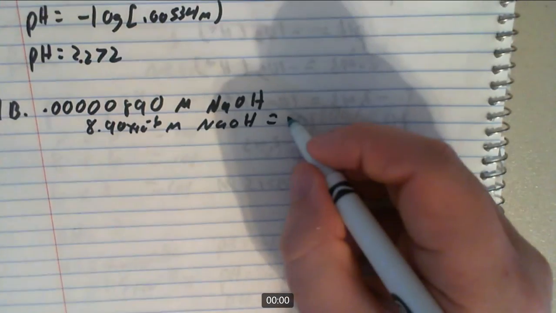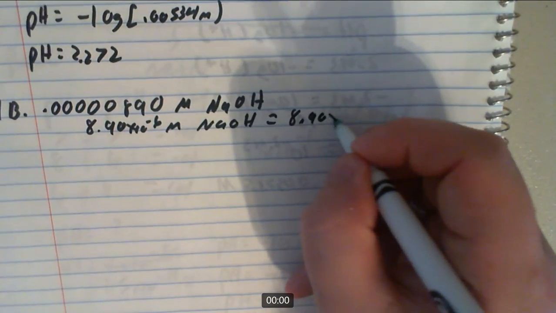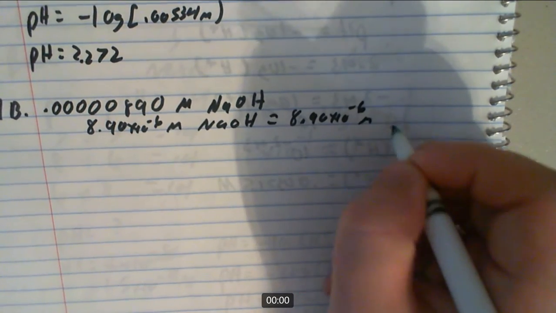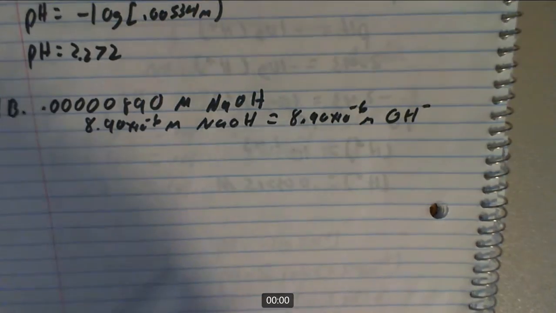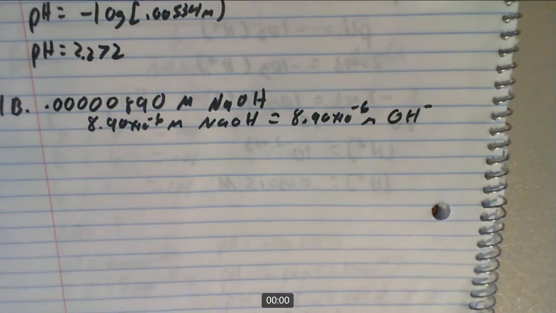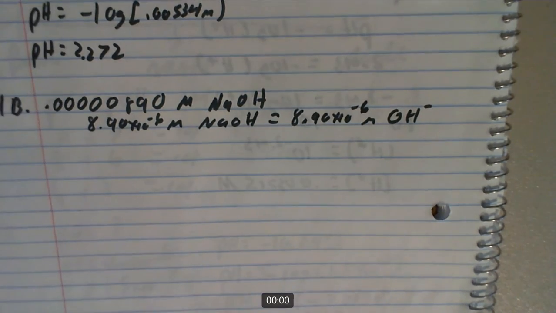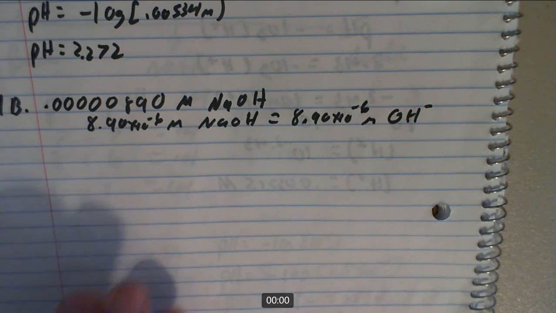is the same as 8.90 times 10 to the negative 6 molar OH. They are the same because it's 1 for 1. For every one of these, you get one of those. I keep mentioning this because the next two aren't going to be that way, and you'll see it.